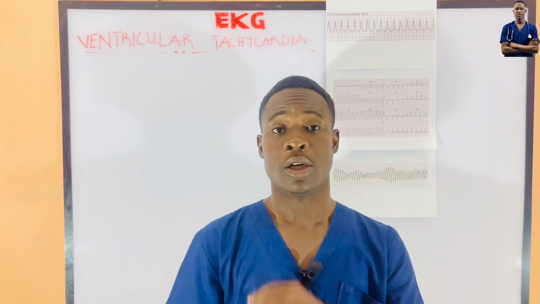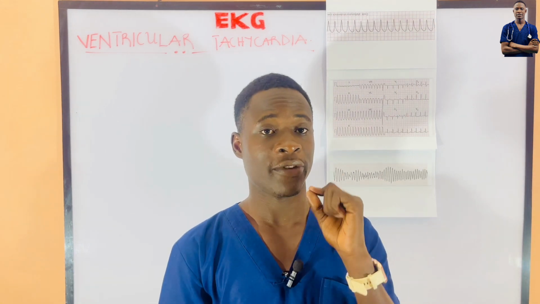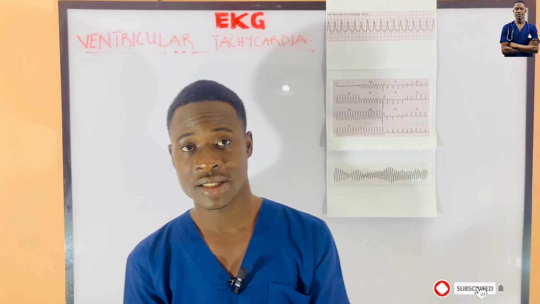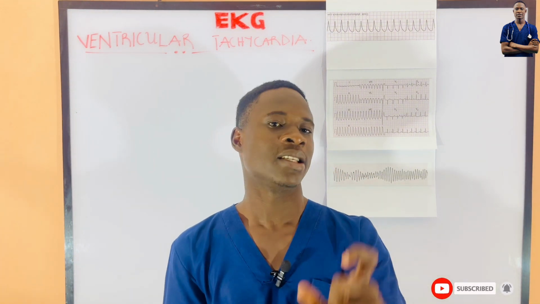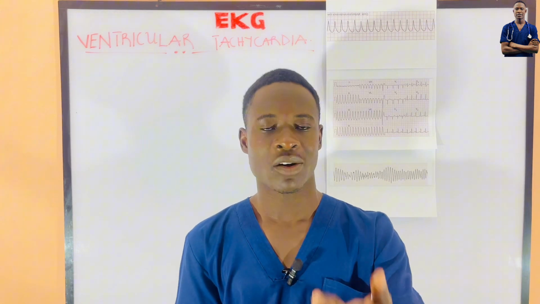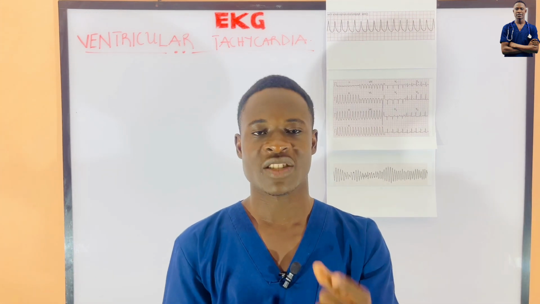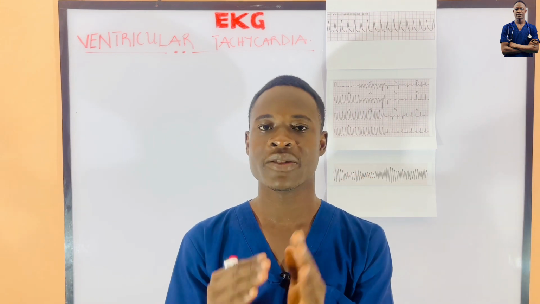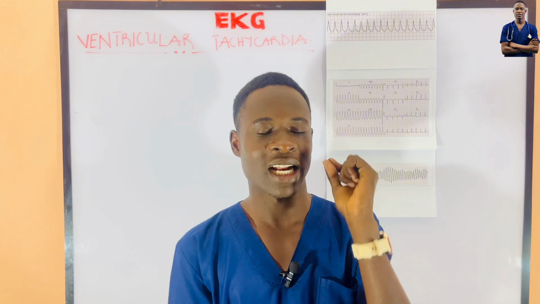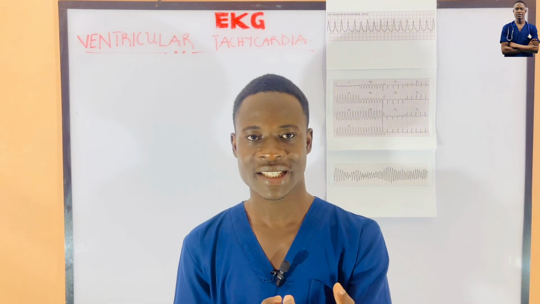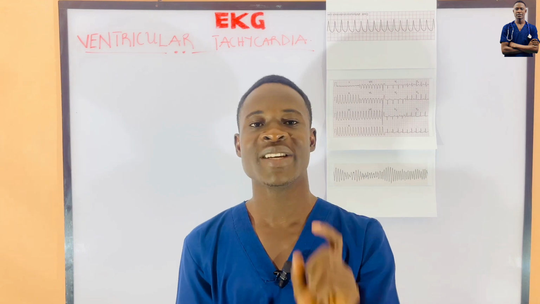Hello guys, today we are going to talk about ventricular tachycardia. When you talk of ventricular tachycardia, what is it? Tachycardia means a rapid increase in the heartbeat or the contraction of the heart, which is more than 100 beats per minute. That's for tachycardia. So what is ventricular tachycardia? It's an abnormal condition in which the ventricles contract more than 100 beats per minute.